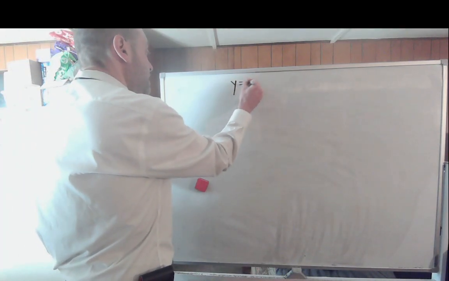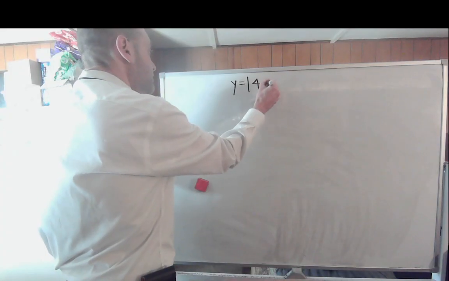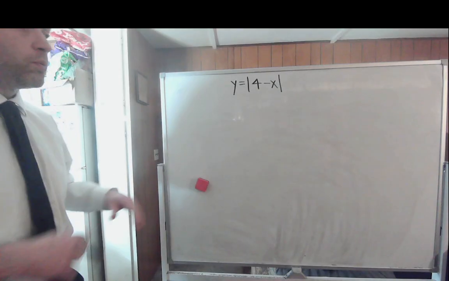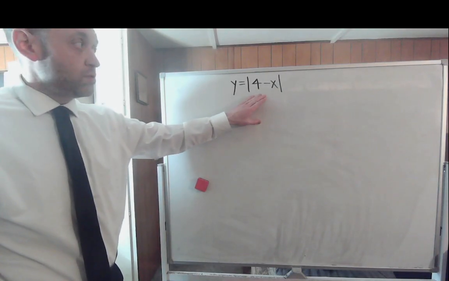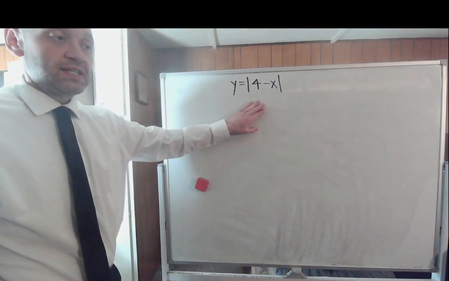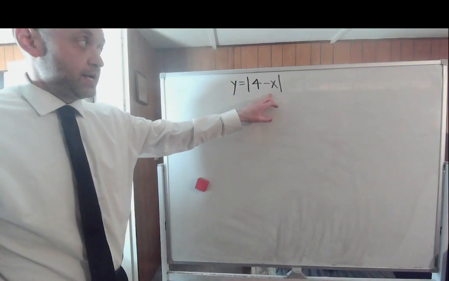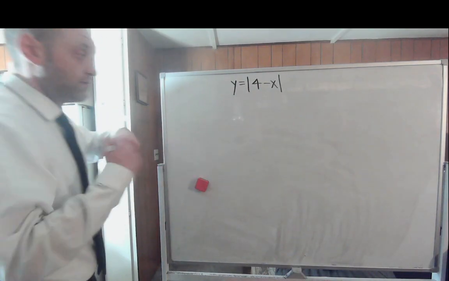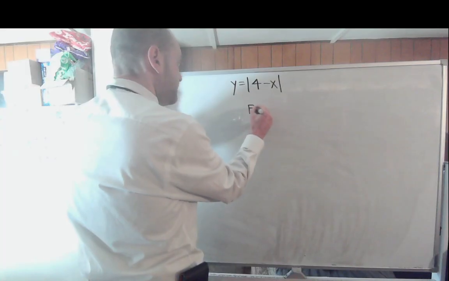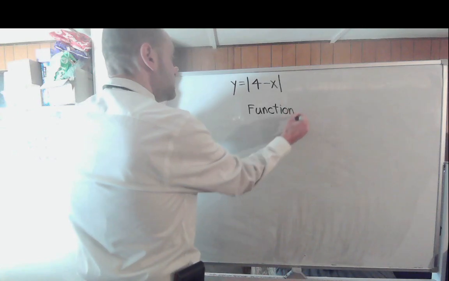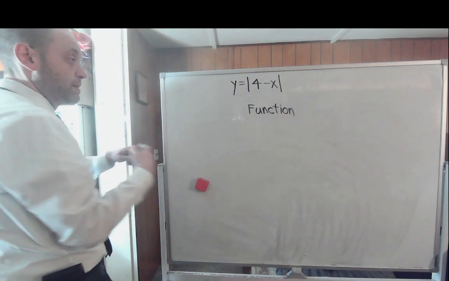All right, y equals the absolute value of 4 minus x. So we have y equals the absolute value of 4 minus x. Is this a function? Well, for every value of x I put in, I'm going to have one and only one value of y. So this would be a function. This is the absolute value function. So yes, this is a function.